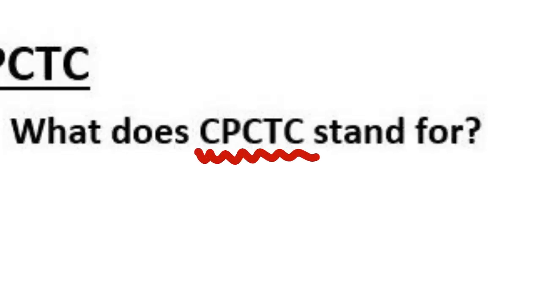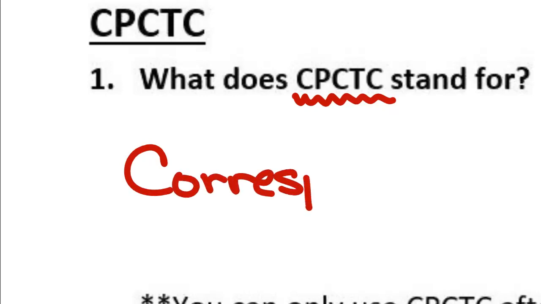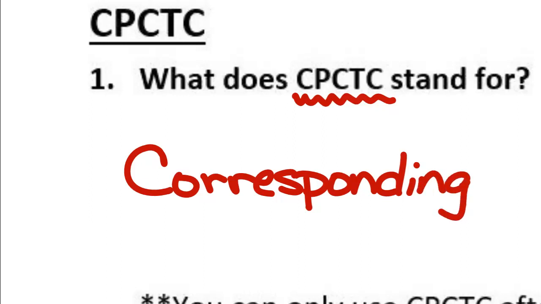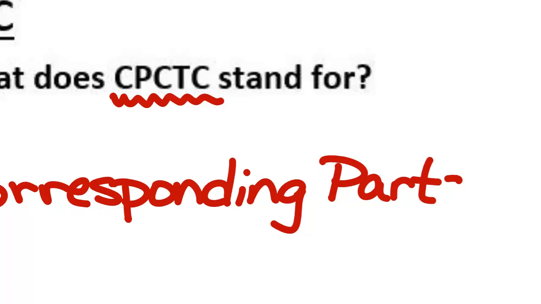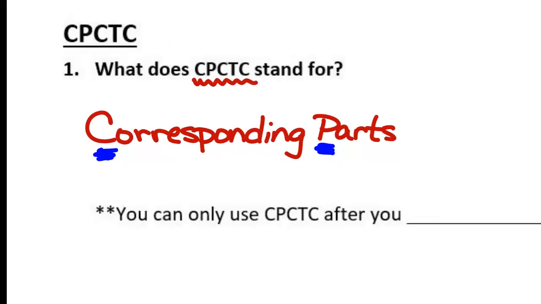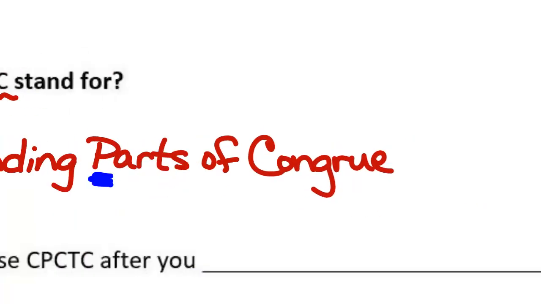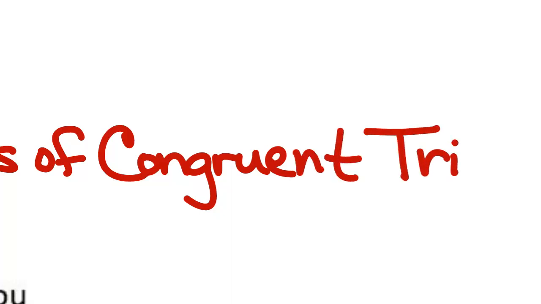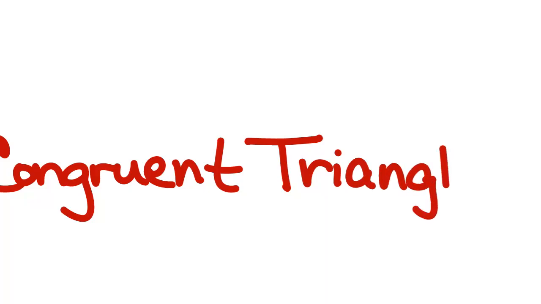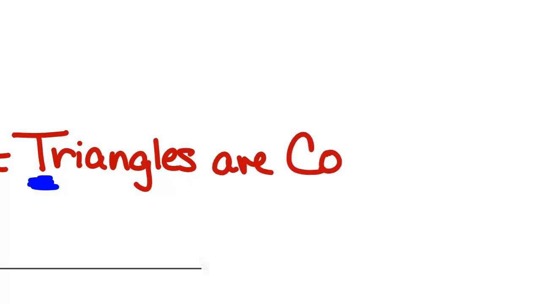It's been a minute, but we did talk about what CPCTC means. CPCTC means corresponding parts. That's that first C and P. Corresponding parts of congruent triangles, that's the next CT. So we have CP, CT. Corresponding parts of congruent triangles are congruent.